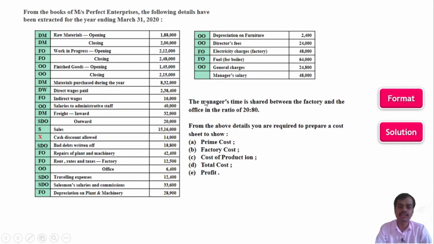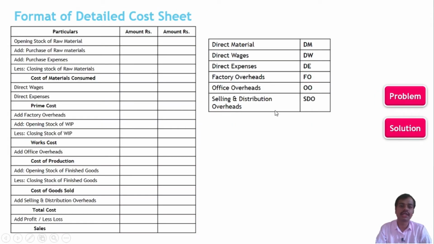For manager salary they have given the adjustment. The adjustment is manager's time is shared between the factory and the office in the ratio of 20:80, which means the manager's salary we have to write in both factory and office overheads. So we have classified all these items in the given heads of cost sheet. Okay, now we will move to the solution of cost sheet.